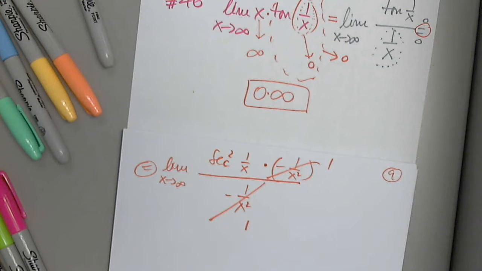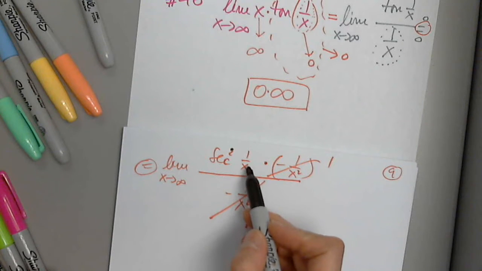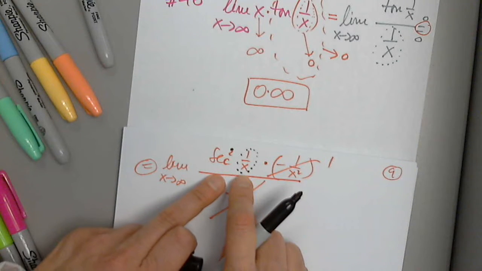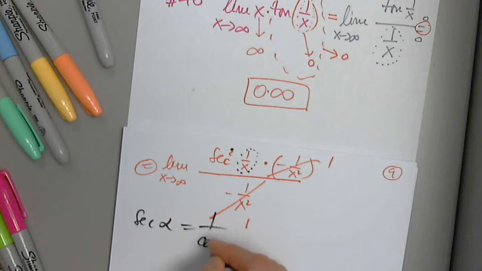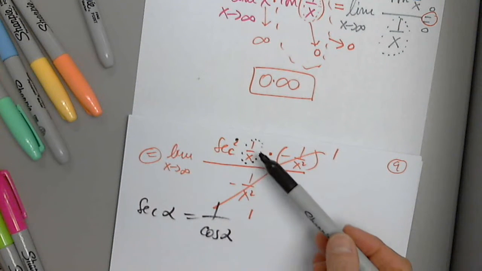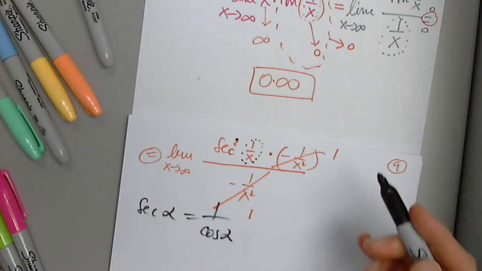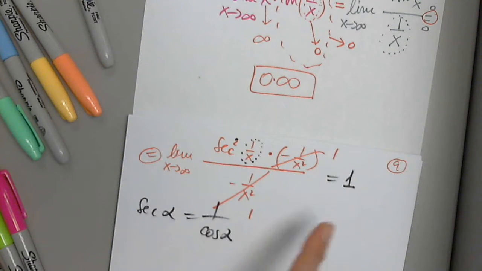Lucky for us. So, secant squared of 1 over x. When x approaches infinity, we know 1 over x approaches 0. How much is secant 0? It's the same as 1 over cosine 0, right? Secant alpha is 1 over cosine alpha. If I know that this approaches 0, and I know cosine 0 is 1, then secant 0 must be 1 as well. So the answer is 1. You wouldn't have expected that 0 times infinity to give us 1.